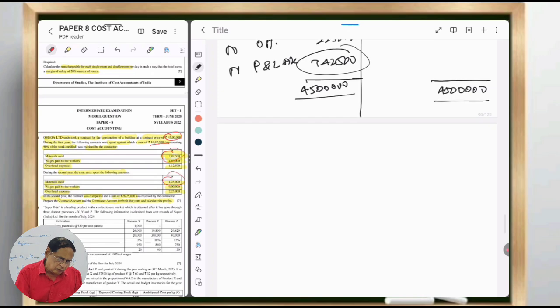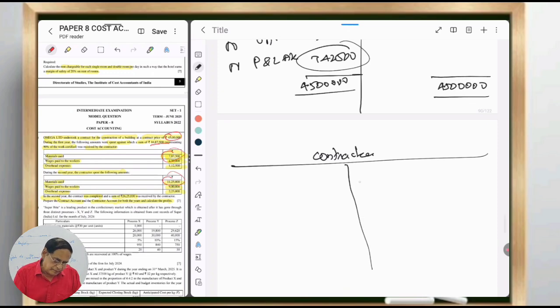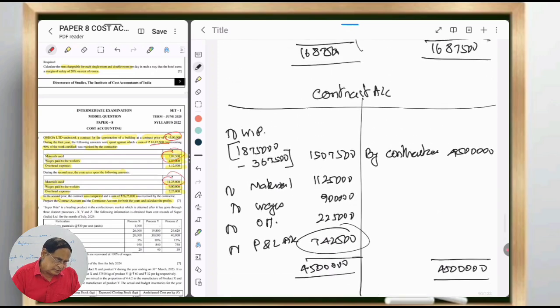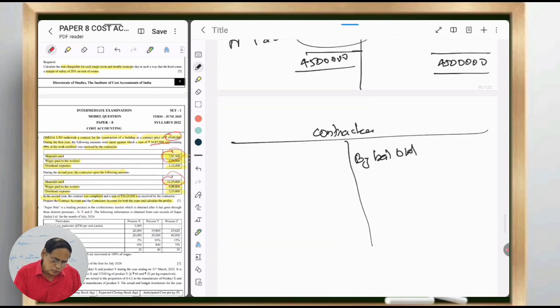And then contractee account at the end of the second year. How much cash was received during the next year? Opening balance, by balance brought down, what actually was received, 16,87,500. During the year we received another amount. How much? Here in the question, 26 lakhs 25,000.